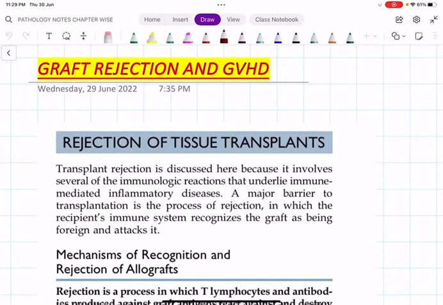Hello everyone. In this session, we are going to discuss a very commonly asked question in your prof exam as well as for your PG entrance exam, that is graft rejection and graft versus host disease.